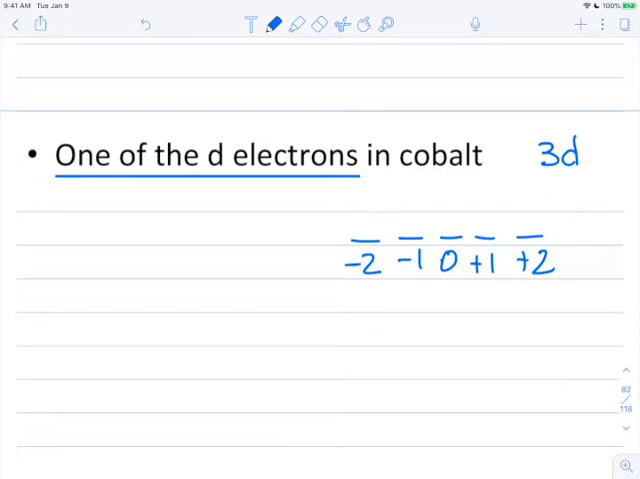Where do you guys want to put the electron? Which one of these numbers do you want to put it in? The negative 2, negative 1, 0, plus 1, plus 2? All right, so I'm hearing Maria is saying 0, and so does Tasso. So let's go ahead and put it into that 0.